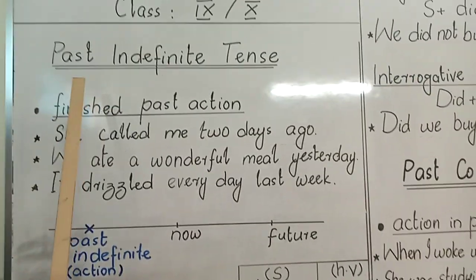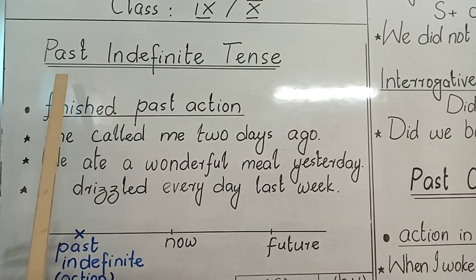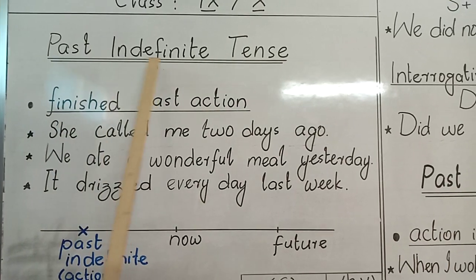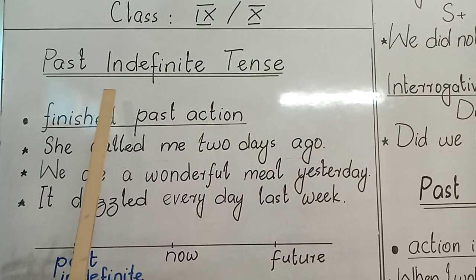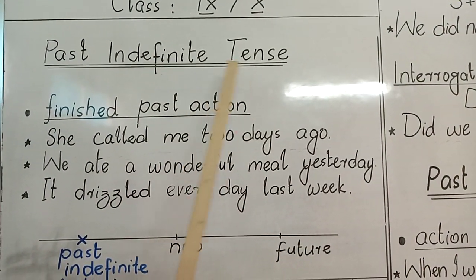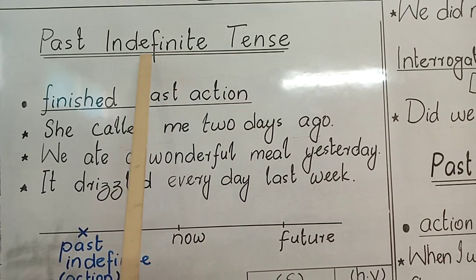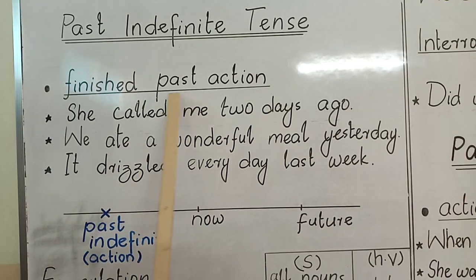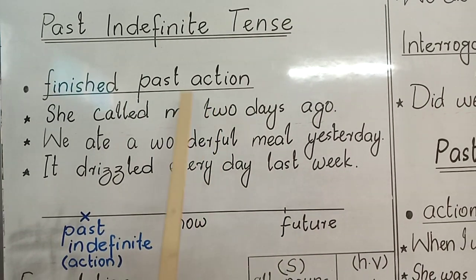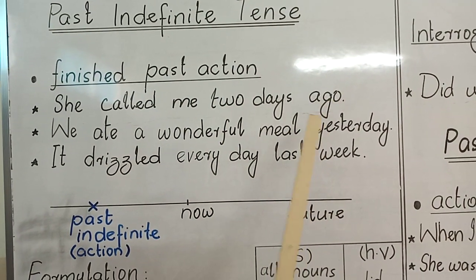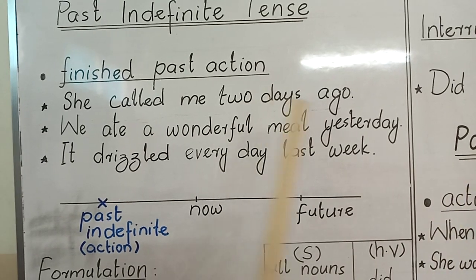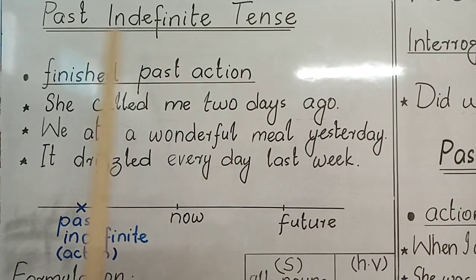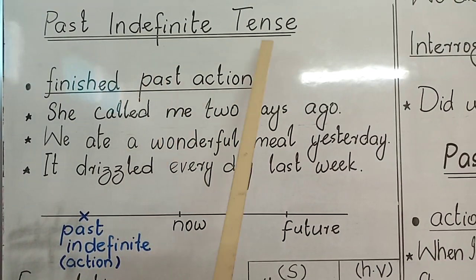So the first past tense which we have is past indefinite tense or past simple tense. What is past simple tense or what is past indefinite tense? This is a finished past action. Any action which was completed in past, which finished in past, is past indefinite tense.